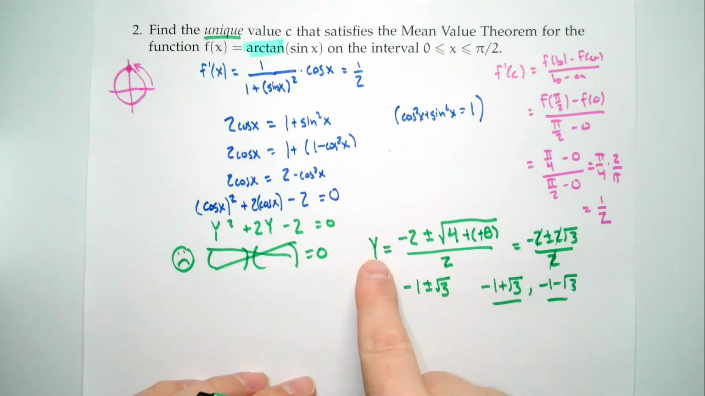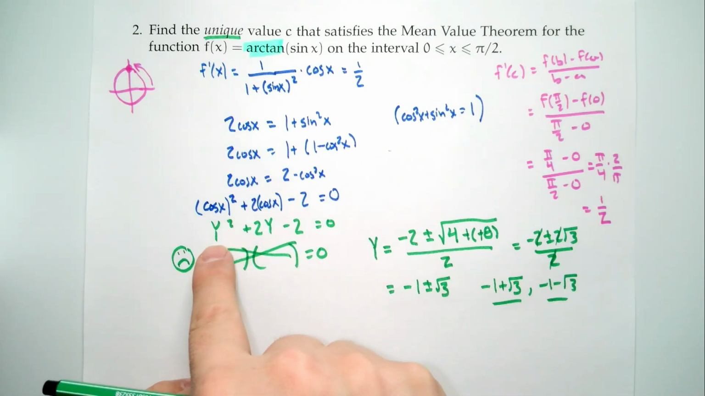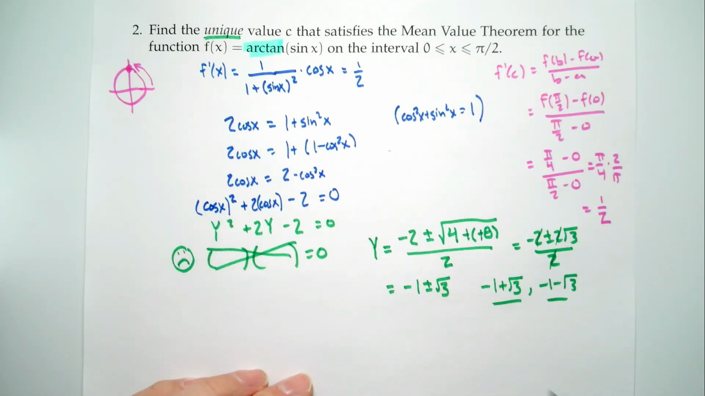You see this y? It was representing something. It was cosine of x, right? So the question is, which one of these could cosine of x equal? Is it possible for cosine x to be negative 1 plus root 3? Probably. Is it possible for cosine x to be negative 1 minus root 3? Well, wait. Did you say negative 1 minus something? What? That doesn't feel right.